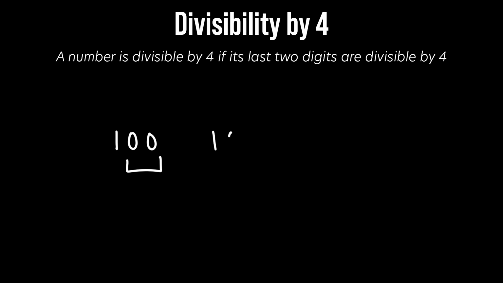If you take the number 105, you know 100 is divisible by 4, but the 5 is not. And so that messes up the entire number. It's not divisible by 4.